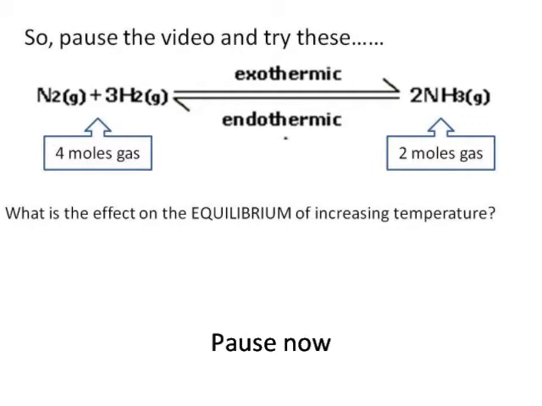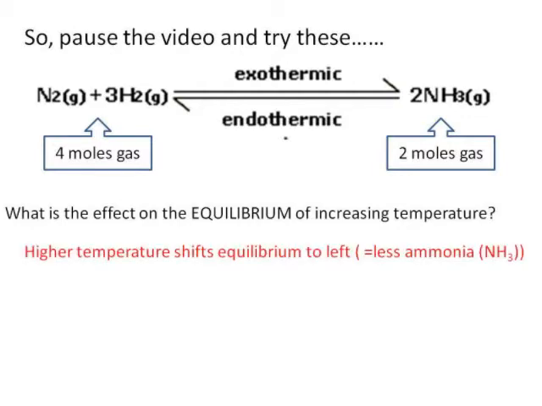The answer to that question is that the higher temperature shifts equilibrium to the left, so you will make less ammonia. The exothermic reaction is not as easy to do, the endothermic reaction is easier to do. Reaction shifts to the left.